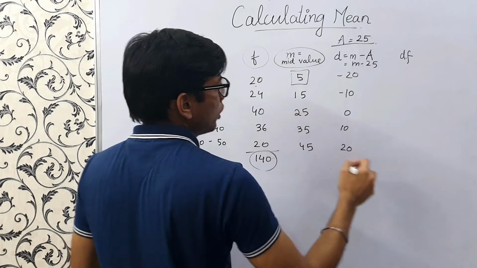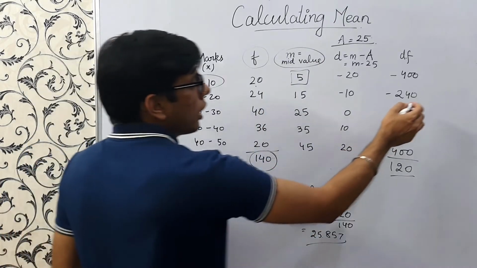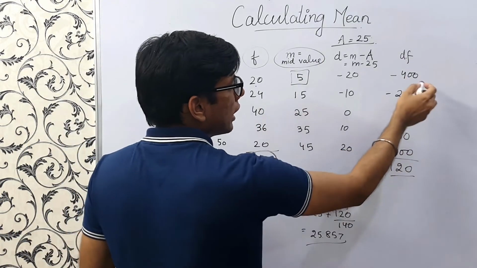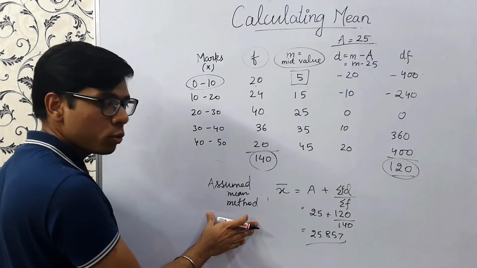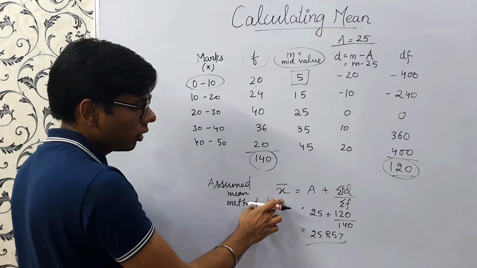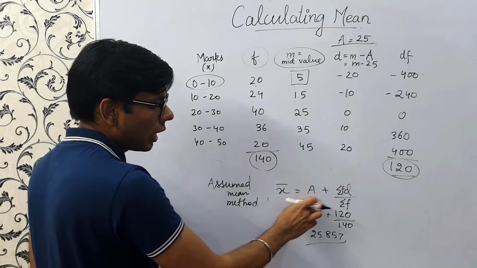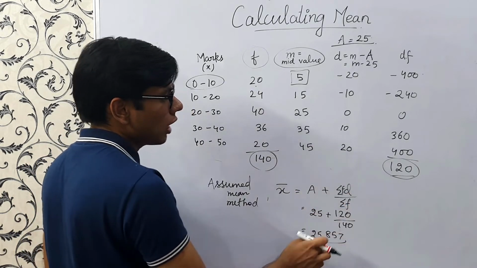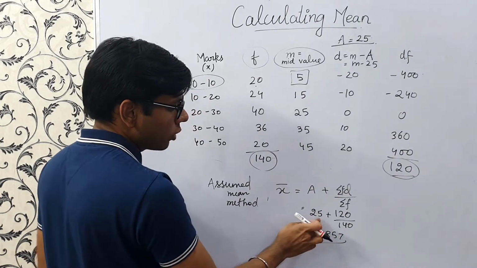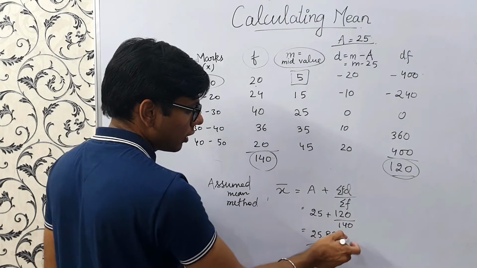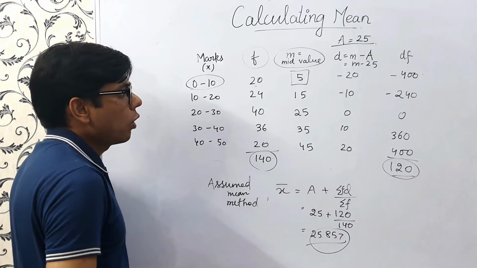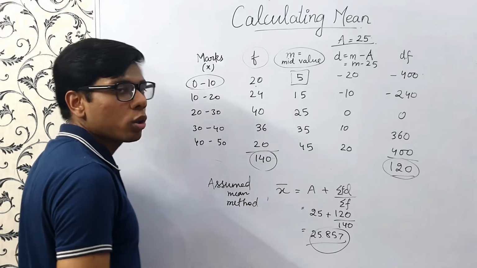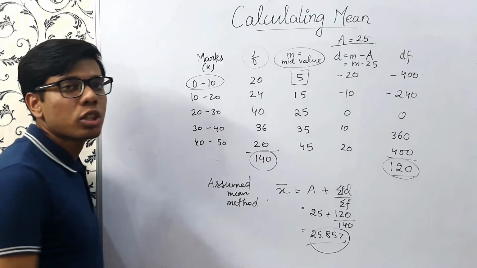So when we calculate the DF, we'll get these observations and the sum would be 120. And using the assumed mean method, our x bar would be nothing but A plus summation F into D upon summation F. So summation FD is 120. So this is 25 plus 120 by 140, and this is the same mean that we got using the direct method. Okay, so now we'll switch to the step deviation method.